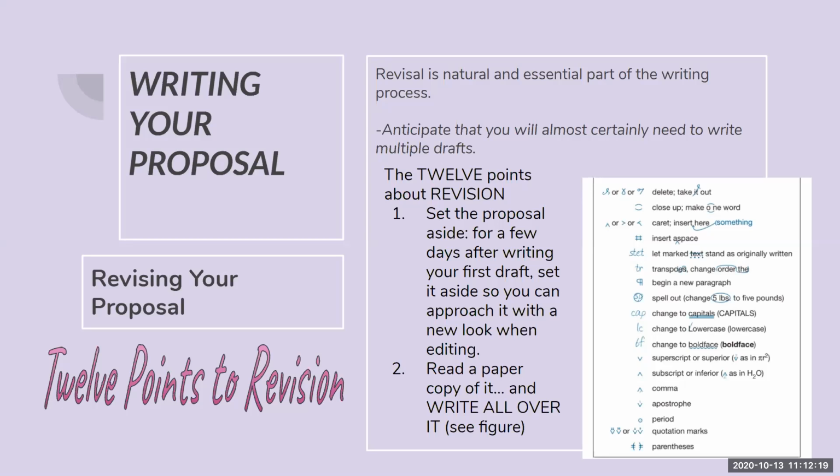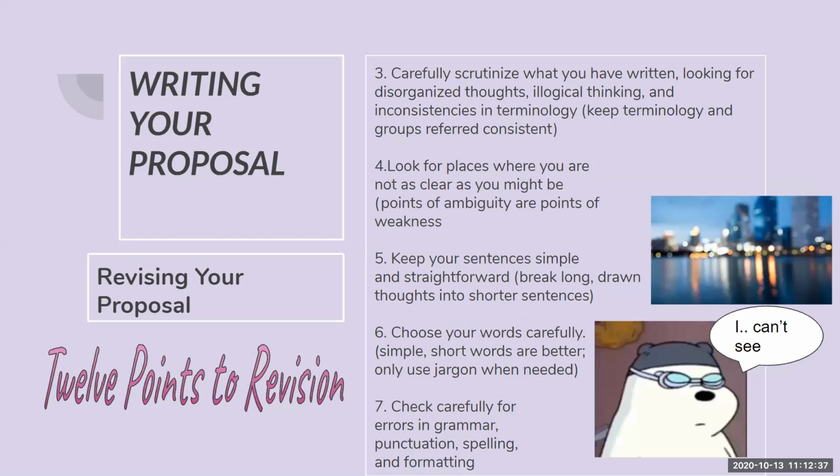The second step is to get a paper copy of it, print it out, and write all over it. You can use this helpful figure shown to see some of the editing marks that you can use to find where you need to work on. The third step is to carefully scrutinize what you have written, looking for disorganized thoughts, illogical thinking, and inconsistencies in terminology. A key note is to keep terminology and groups you are referring to consistent, as you don't want your reader to confuse your experimental groups or anything like that.